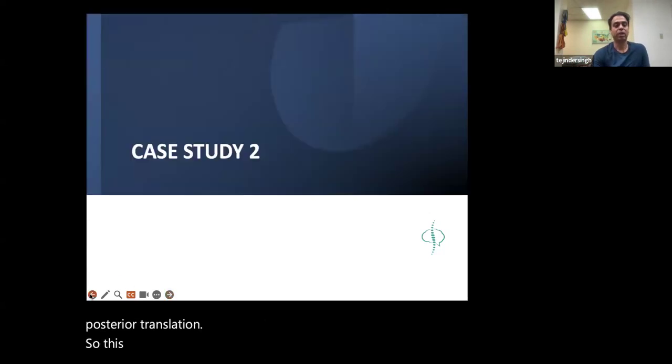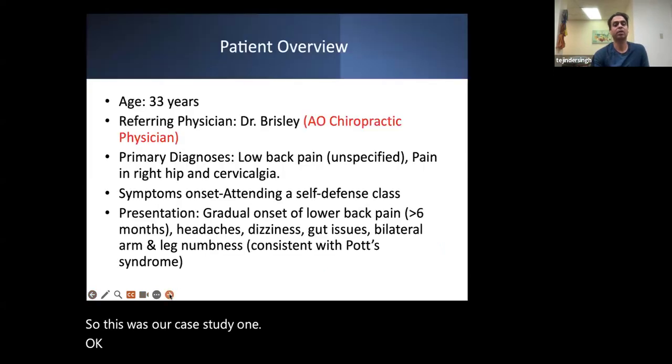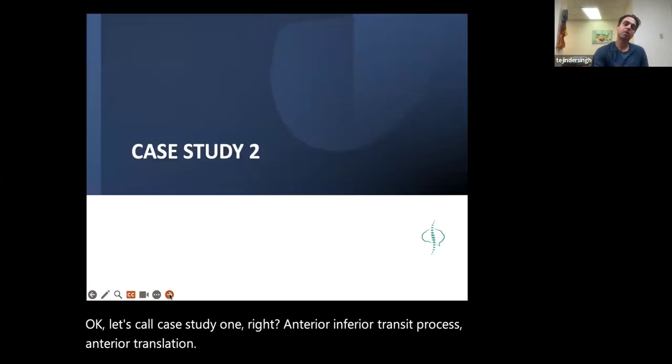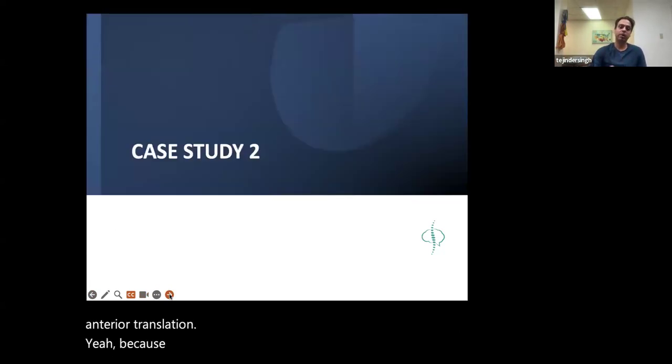So this was our case study 1. Okay. Let's call case study 1 right anterior inferior transverse process anterior translation. Okay. Because when we're going to talk about treatment, we'll talk about how you can address this.